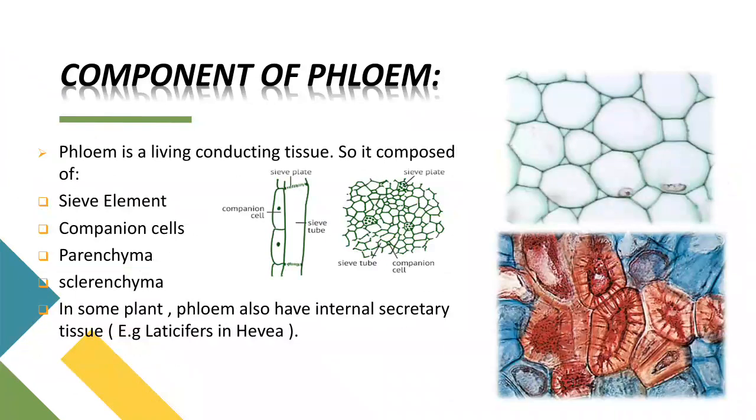Components of phloem. Phloem is a living conducting tissue, so it is composed of sieve elements, companion cells, parenchyma, and sclerenchyma. In some plants, phloem also has internal secretory tissues.